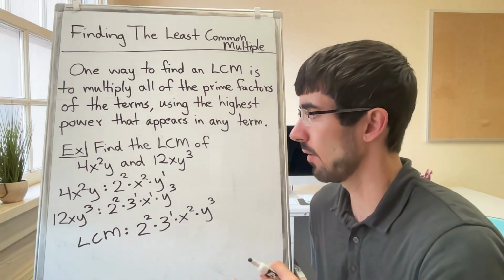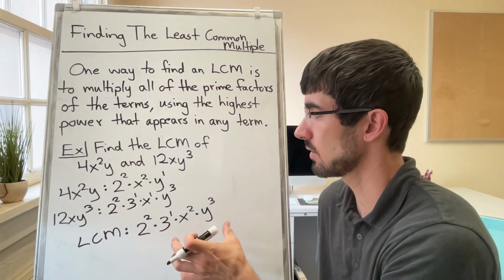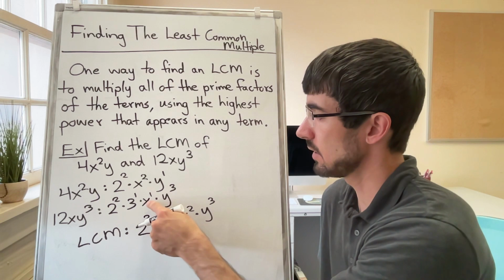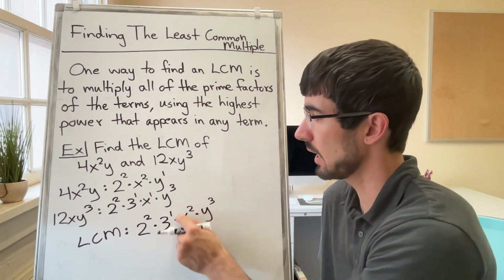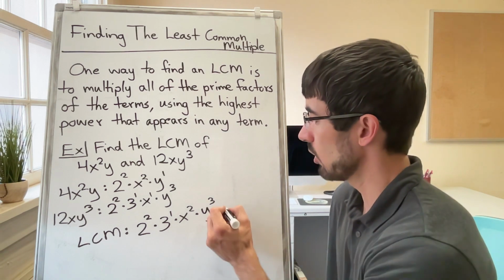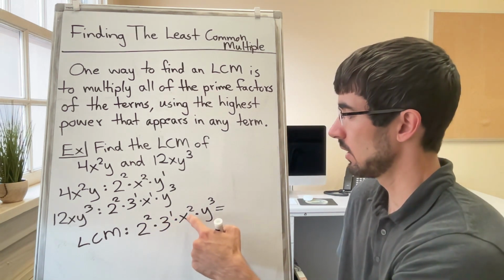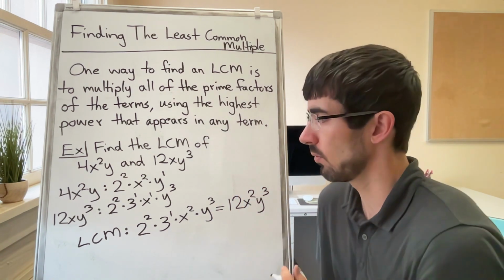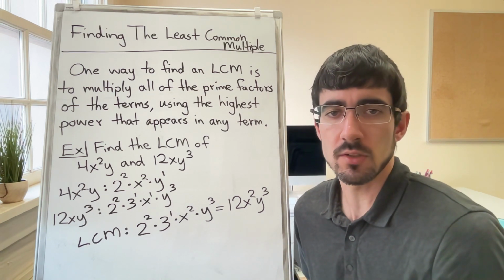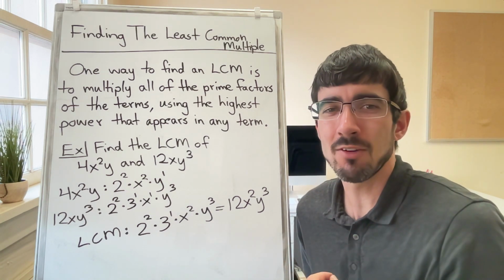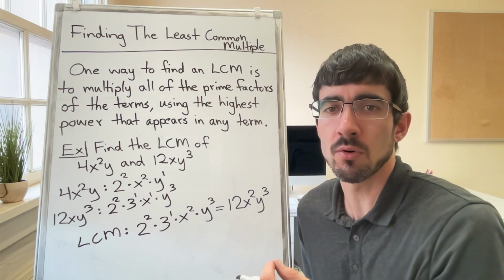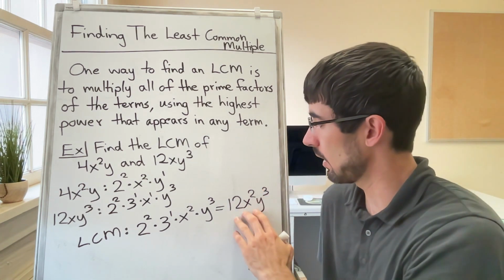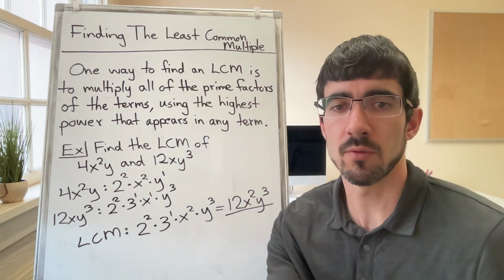Taking the highest power helps me to avoid repetition of factors that are already contained in these powers. For example, the x to the first doesn't need to be repeated here because it's already contained in the x squared. So we multiply all of this out, I get 2 squared times 3 times x squared times y cubed, and I get an LCM of 12x squared y cubed. So there we have it. It's a little time consuming, but it always works. So if you're having trouble identifying a least common multiple or a least common denominator by trial and error, use this method and it's a surefire way of getting that least common multiple.